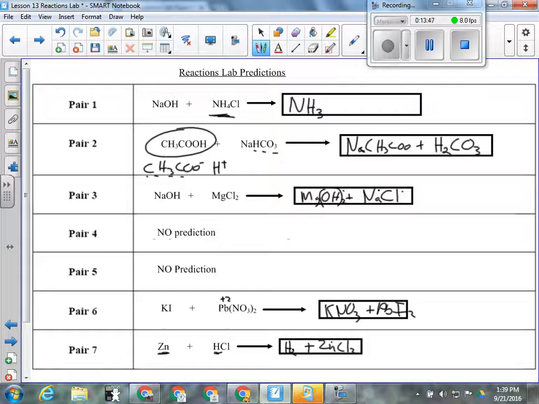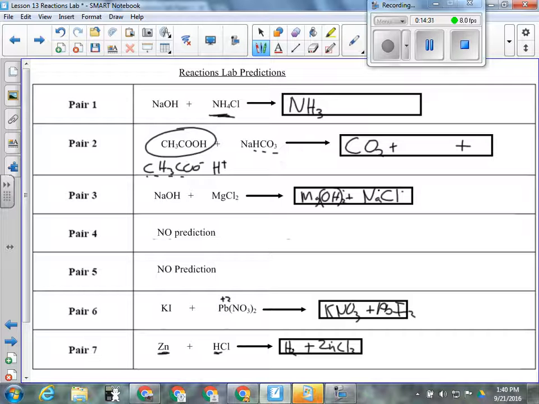Pair 2, same problem. We mixed vinegar and baking soda together, and it bubbled and fizzed. We did not predict a gas being formed with this set of compounds. So obviously, that set of compounds may not be entirely correct. What gas gets formed when you mix vinegar and baking soda? Anybody know? The gas that gets formed is carbon dioxide. Your products are carbon dioxide and 2 other compounds, which are both ionic.